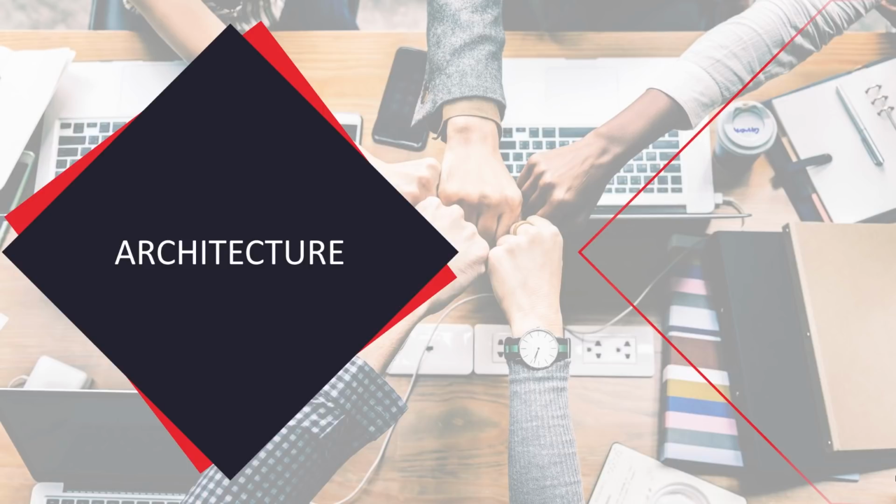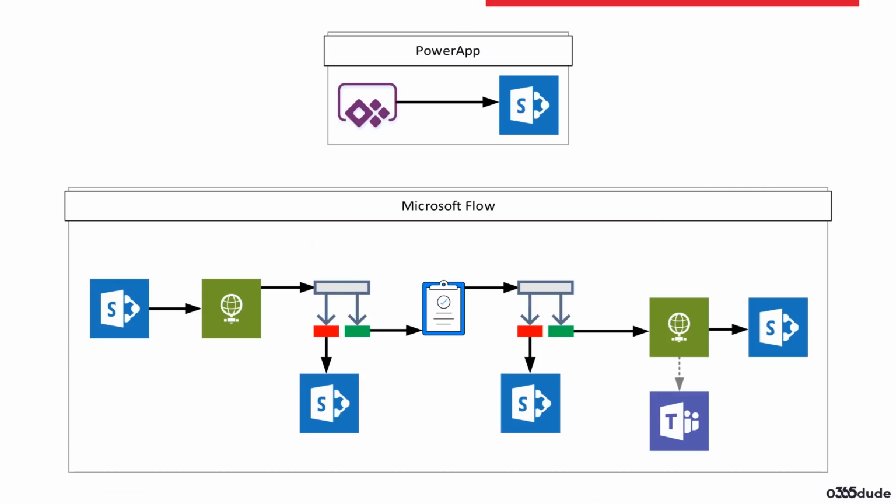Now, let's talk a little bit about the architecture of the solution I'm going to show you. This solution consists of two big things, a Power App and a Flow. The Power App is pretty simple. It's just a form where you can fill in some details. Those form inputs will be saved in the SharePoint list. The Flow is much more interesting.